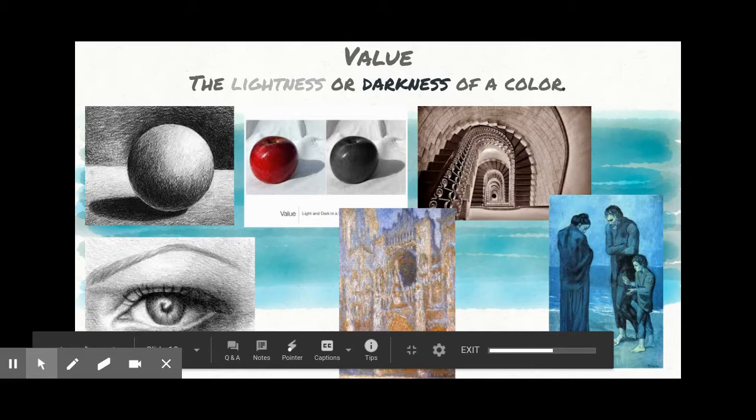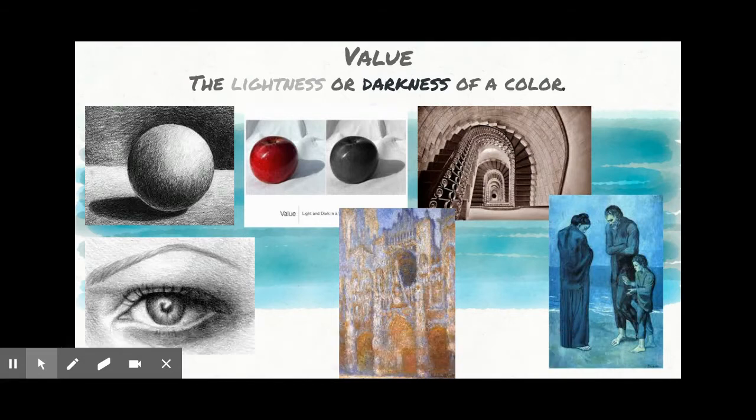Okay, so far we've talked about the first element of art, which is line, and now I want to talk about the second element of art, which is value. So value is the lightness or darkness of a color.